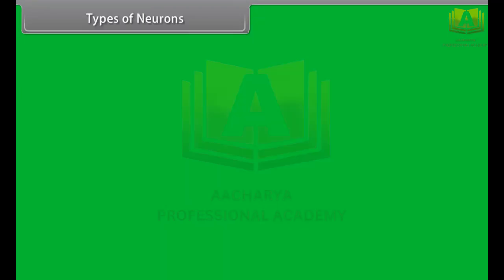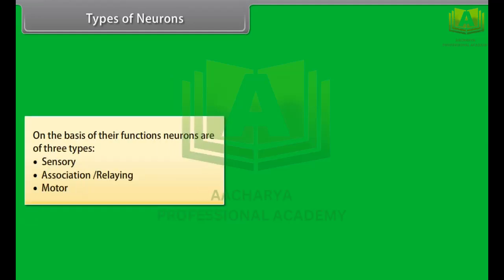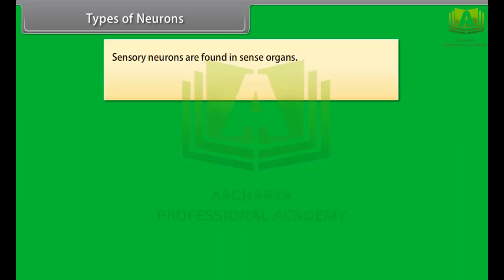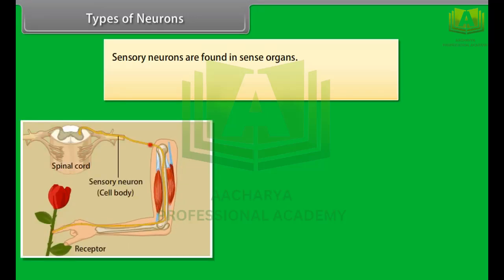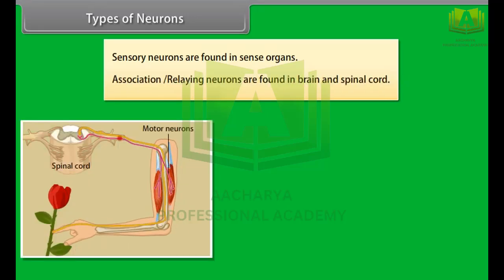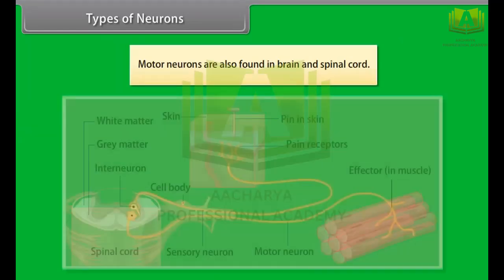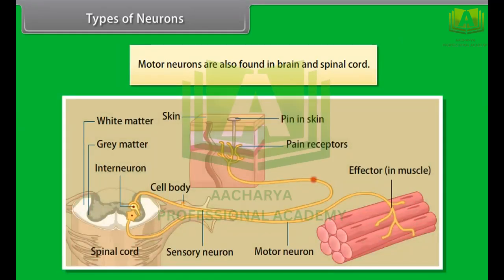Types of neurons. On the basis of their functions, neurons are of three types: sensory, association or relaying, and motor. Sensory neurons are found in sense organs. Association, relaying neurons are found in brain and spinal cord. Motor neurons are also found in brain and spinal cord.